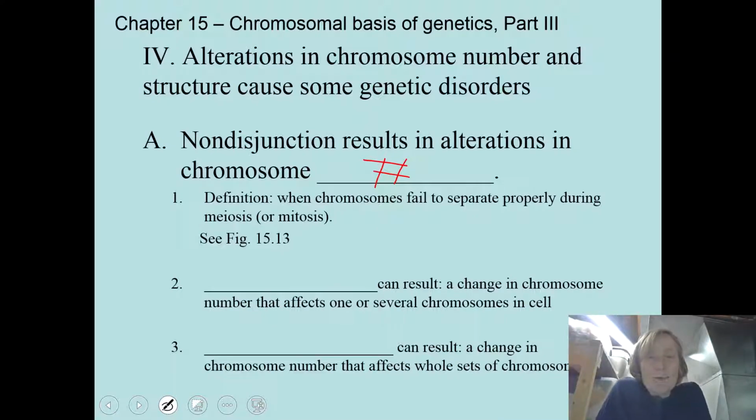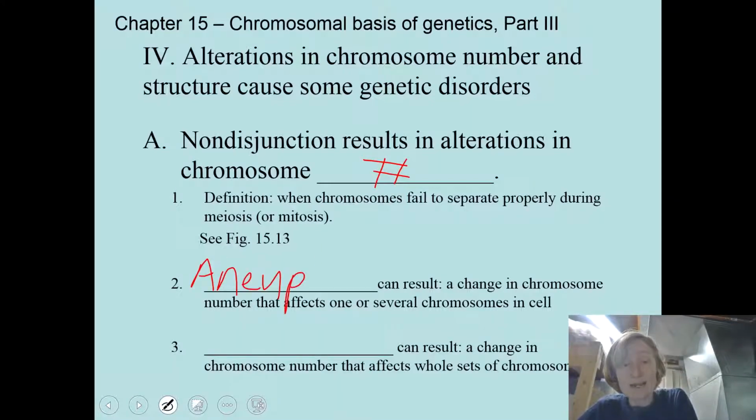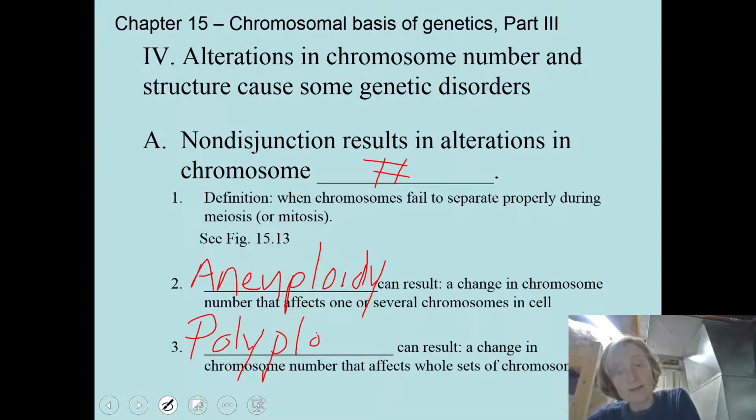Okay, so when there's a mistake or a failure to separate of the chromosomes, what that can lead to is a change in chromosome number. Sometimes that change is a small change. We call this an aneuploidy. That's on the next slide. That's a change in chromosome number that affects maybe one or several chromosomes in a cell. A polyploidy is when you've got a change in chromosome number that affects many chromosomes, right? That's what the word poly means, whole sets of chromosomes. So we'll take a look at both of these.